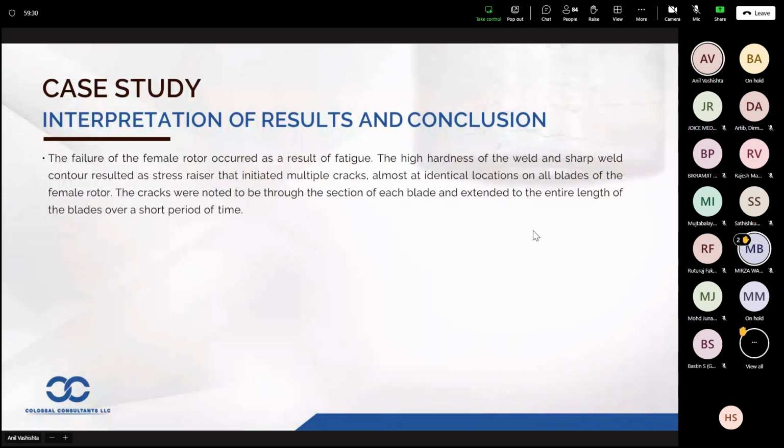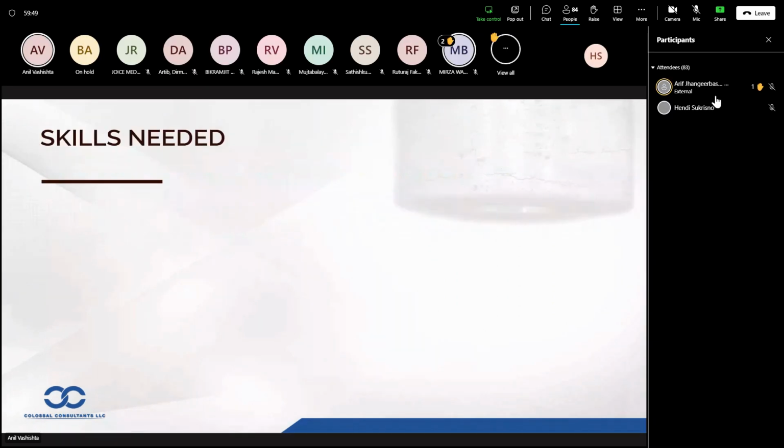So, interpretation of the results, compiling all the results: the evidence of high hardness, the notch as a stress raiser, and striations in the SEM analysis, all pointed towards the cause of the failure as a result of fatigue.